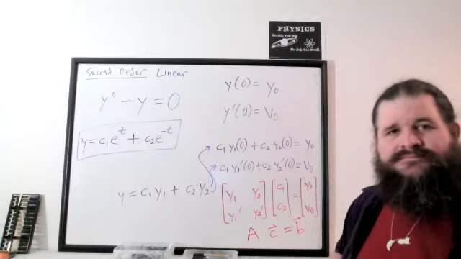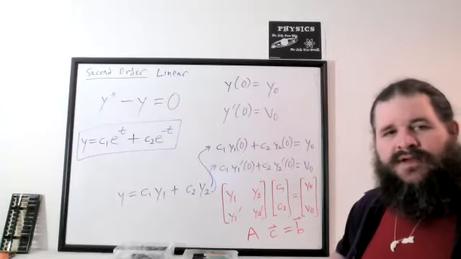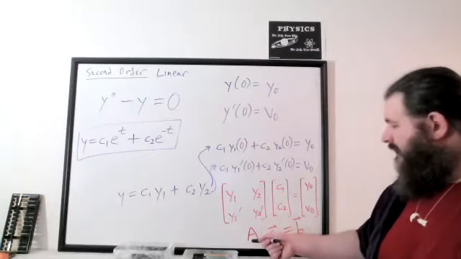Is it that there's an inverse? Yeah, it's got to be invertible. Because if A is invertible, you can just multiply both sides by A inverse and get C equals A inverse times B. That's one and only one solution.